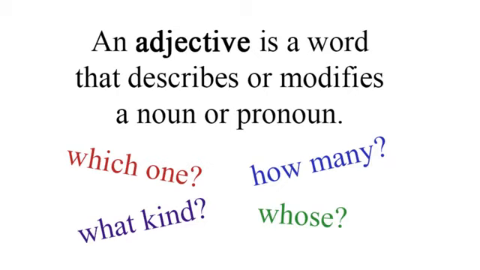Number 4, an adjective. An adjective is a word that describes or modifies a noun or pronoun. Adjectives answer these questions about a noun or pronoun. Which one? How many? What kind? Whose? So read the screen with me, including the definition and all the questions. An adjective is a word that describes or modifies a noun or pronoun. It tells which one, how many, what kind, or whose.